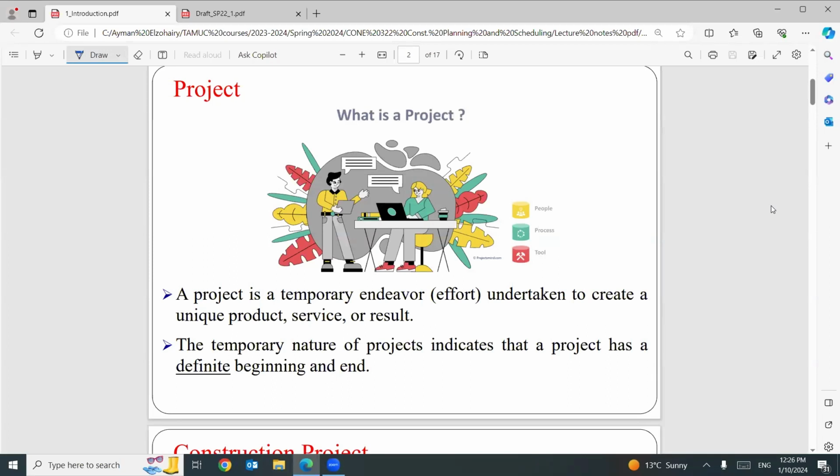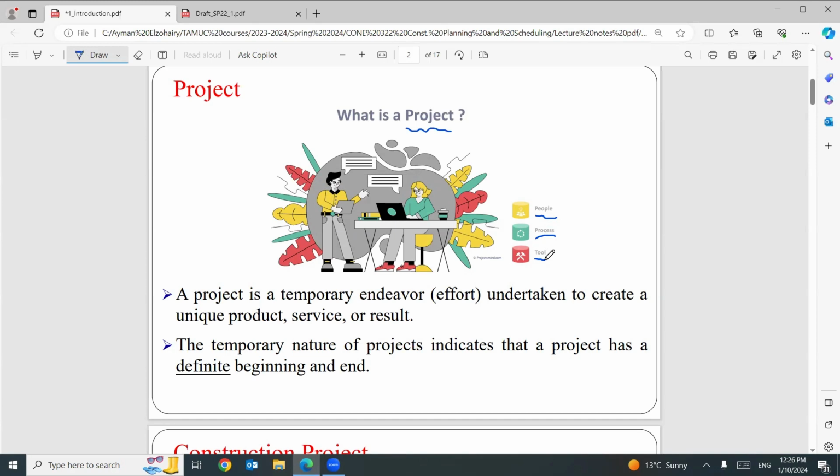What is a project? A project is a temporary endeavor or effort undertaken to create a unique product, service, or results. The temporary nature of projects indicates that a project has a definite beginning and end. Any project will start at a certain time and will end at a certain time. Any project, we need people to perform this project. We need process, we need sequences, and we need tools to be used in this project.